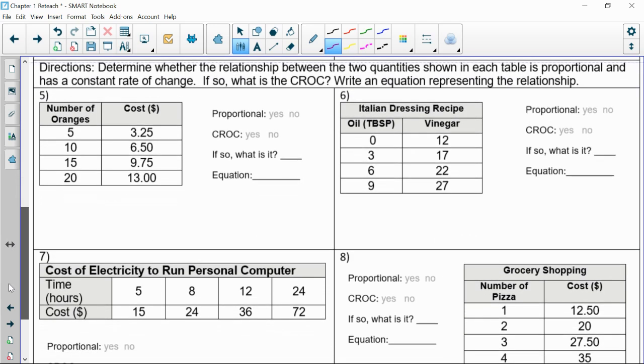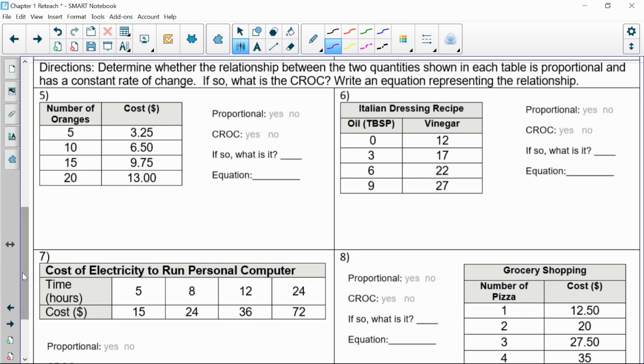Okay. All right. Directions. We are going to determine whether a relationship between 2 quantities shown in each table is proportional and has a constant rate of change. And if so, we need to determine what is the constant rate of change. Then write the equation for the relationship.